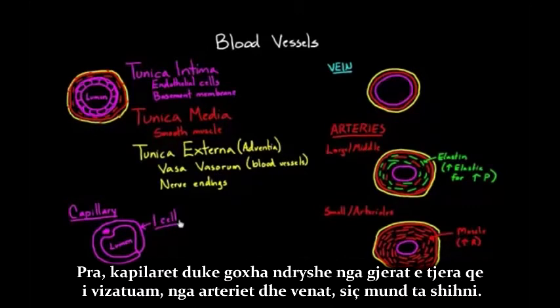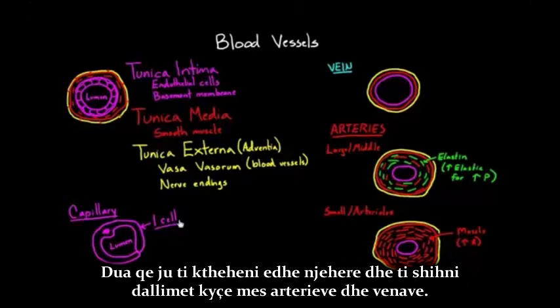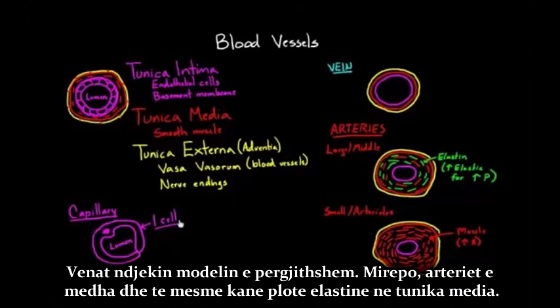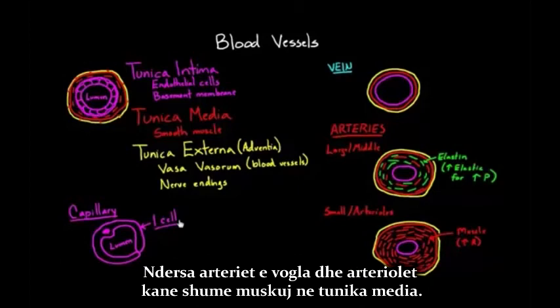So that capillary looks quite different, as you can see, from the other things that we've drawn, the veins and the arteries. But I want you to take a look at this again and see the key differences between the veins and the arteries. The vein follows the general pattern, but the large and middle arteries have a lot of elastin in the tunica media, and the small arteries and arterioles have a lot of muscle in that tunica media.